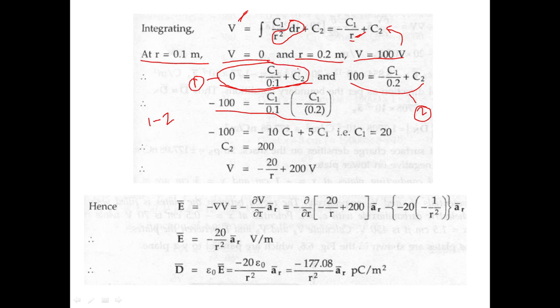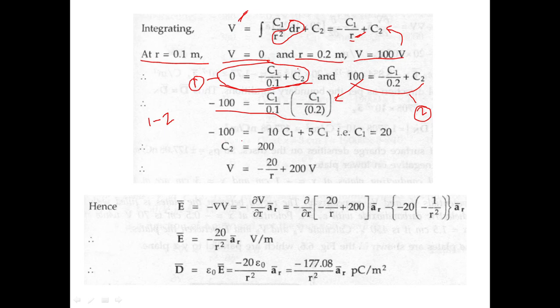C2 is equal to C1 by 0.1. So consider this equation here: 100 is there. After subtracting, we got minus 100 is equal to minus C1 by 0.1 minus of minus C1 by 0.2. When you solve this, you will get it.